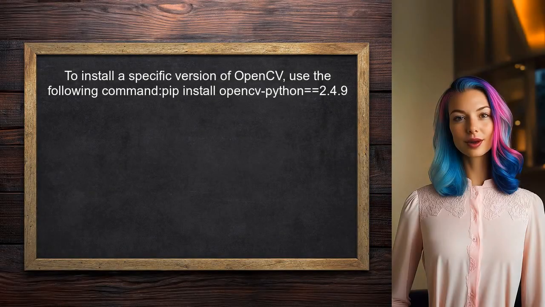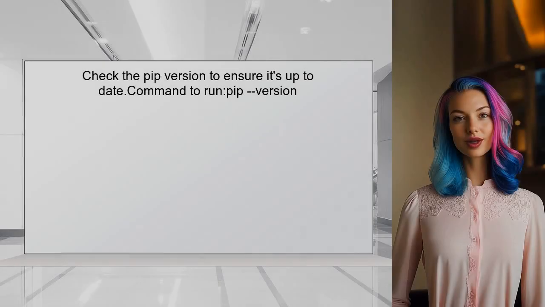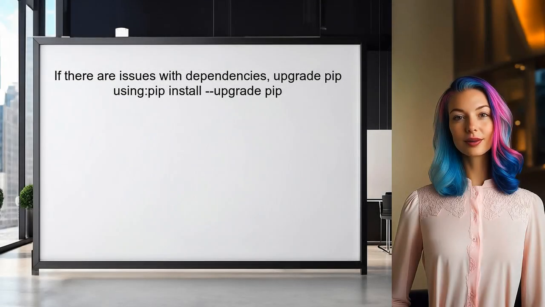To install a specific version of OpenCV, the user should start by using the pip command with the version number included. In this case, the user wants to install version 2.4.9. It's important to ensure that the user has the correct version of pip installed. They can check this by running a simple command in the terminal. If the user encounters any issues with dependencies, they may need to upgrade pip. This can be done easily with another command.